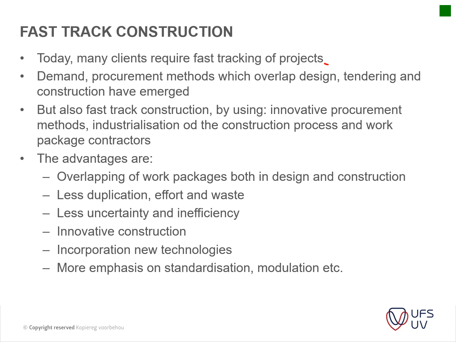Okay, so you have a procurement method which overlaps design, tendering, and construction, so they have to merge. The main thing is, while you're designing, you're already looking at procurement of certain sections. For instance, the drawings might not be complete yet, and you have to develop bills of quantities. I've had to do that quite a bit, where you have to draw up a bill of quantities, and it becomes provisional because the design isn't done, and during the appointment of the contractor, the design is only finalized. Okay, but also fast-track construction by using innovative procurement methods, industrialization of the construction process, and work package contracts can also be used.